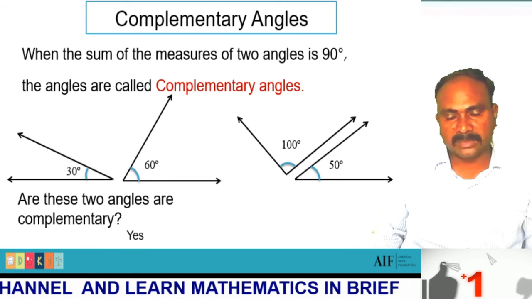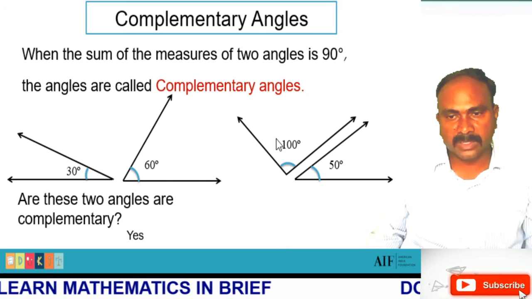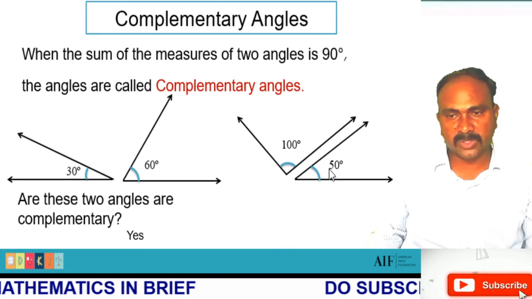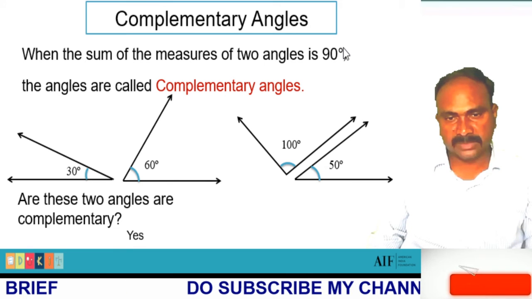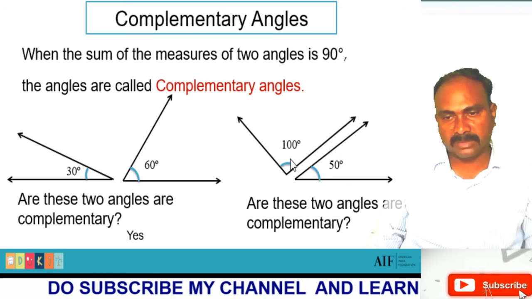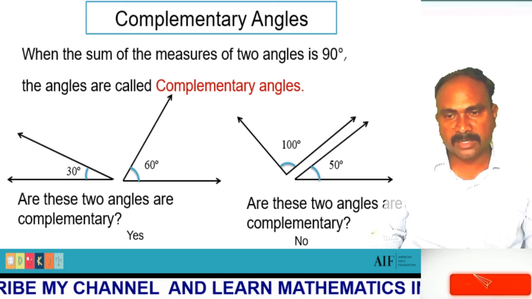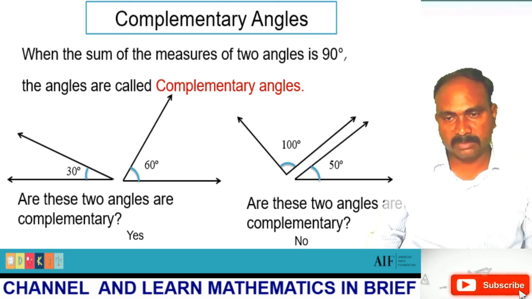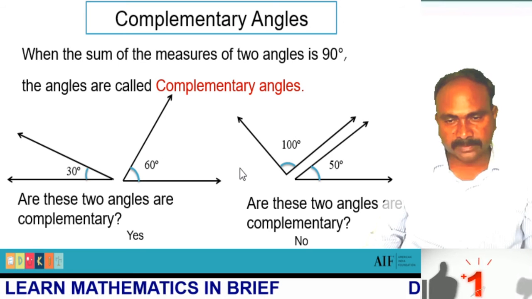Here 100 and 50. So 100 plus 50, 150. Not equal to 90 degrees. So are these complementary? No, these are not complementary, because the sum of the angles is not equal to 90 degrees.